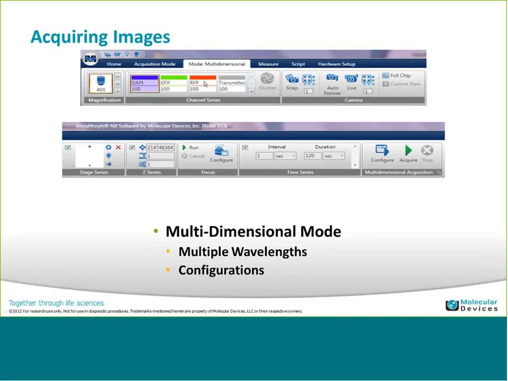The next options that you have available are stage, Z, and time series. All three of them have checkboxes that you have to enable in order for that dimension to be acquired. In this case, we're doing a stage series, a Z series, and a time series, because all three are checked within the acquisition. If I don't want to do a stage series, I just uncheck the box and this becomes grayed out, and then it's going to skip that aspect of the acquisition.